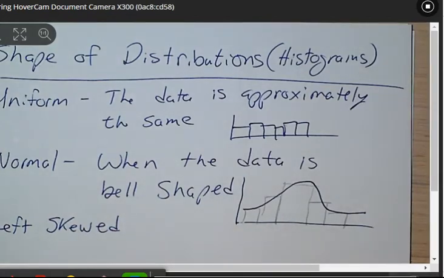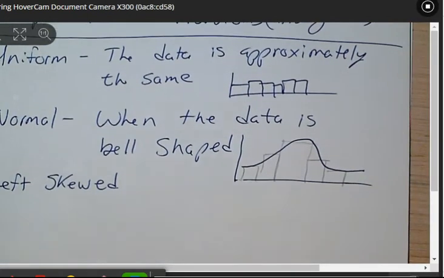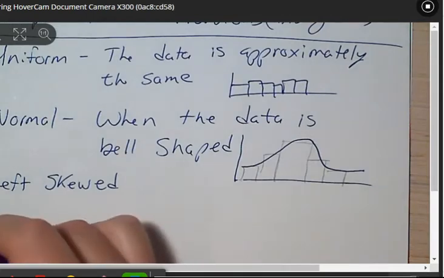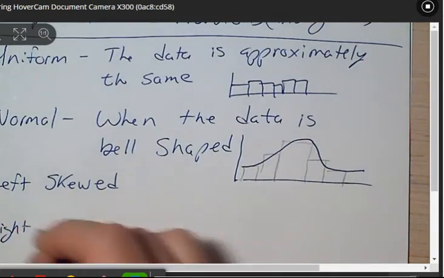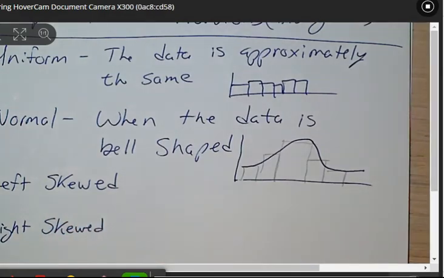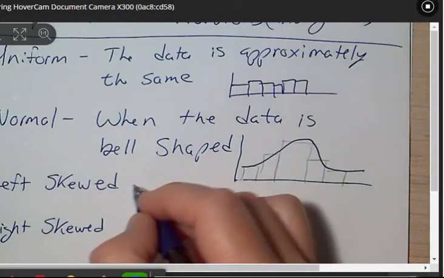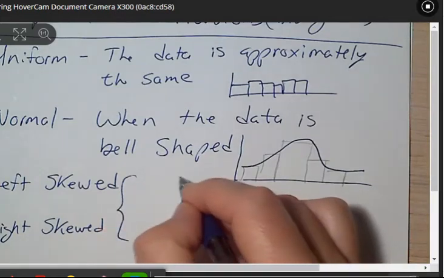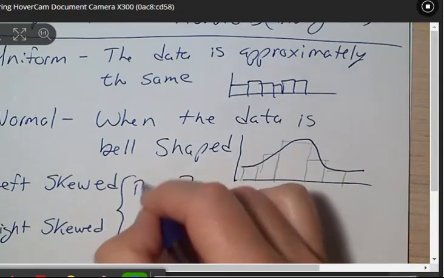Okay, and then the other two that they'll mention are left skewed and right skewed. The biggest thing when they talk about the skew is that whether it's a left skew or a right skew, this is going to refer to the tail.